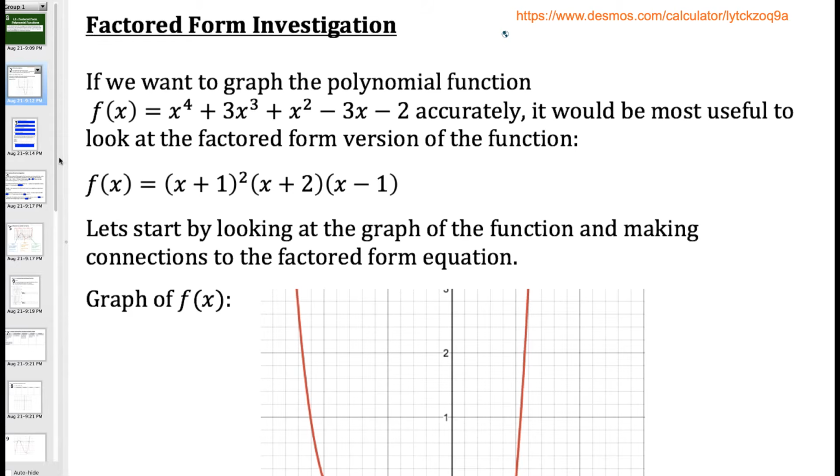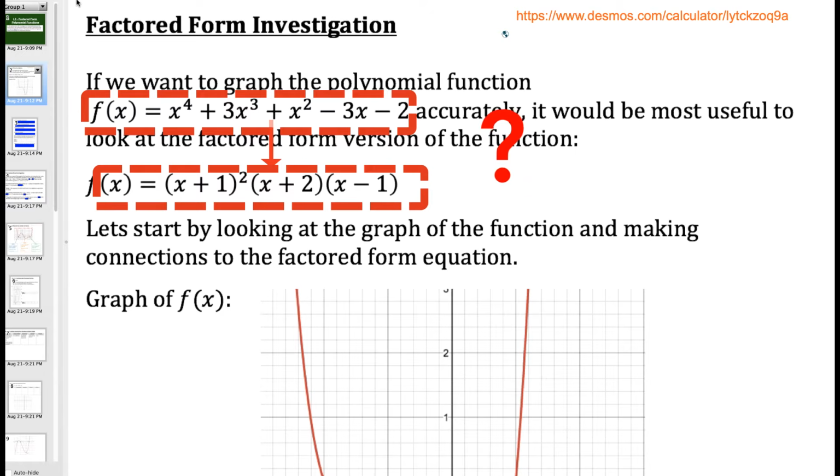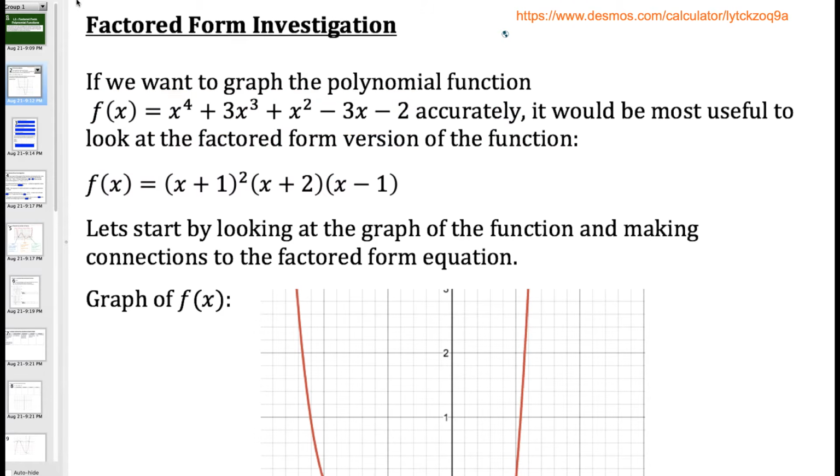If we want to graph this polynomial function that I'm giving you in standard form, it would be most useful to look at the factored form version of the function. And you see that below. I've got it in factored form for you. Now, we don't know yet how to transition from standard form polynomial functions to factored form. We'll learn that next unit. What we're going to be focusing on this unit is how this factored form version of the polynomial function helps us be able to sketch the graph of the function accurately.